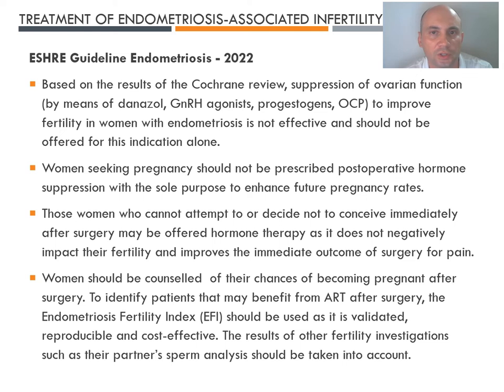Treatment of endometriosis-associated infertility. Based on the results of a Cochrane review, suppression of ovarian function by means of danazol, gonadotropin-releasing hormone agonists, progesterone, or oral contraceptive pills to improve fertility in women with endometriosis is not effective and should not be offered for this indication alone. Women seeking pregnancy should not be prescribed postoperative hormone suppression with the sole purpose to enhance future pregnancy rates. Those women who cannot attempt to or decide not to conceive immediately after surgery may be offered hormone therapy as it does not negatively impact their fertility and improves the immediate outcomes of surgery for pain.